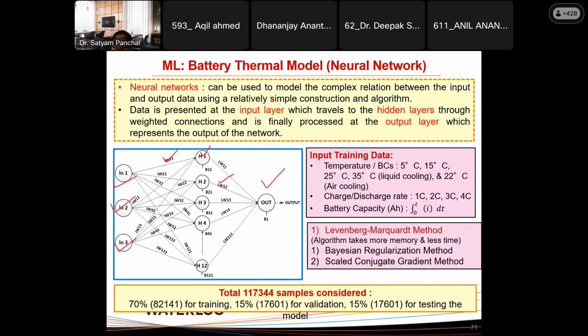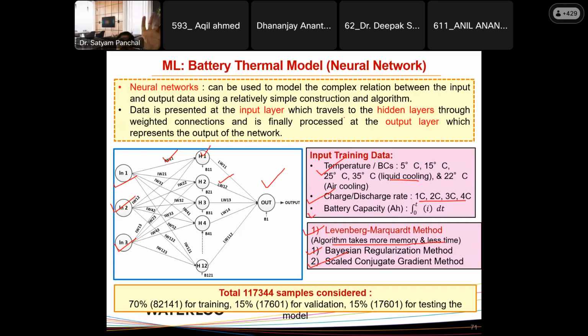Typical inputs we consider are the temperature, meaning the ambient temperature, let's say air cooling and water cooling. For discharge rates we selected 1C to 4C, and the battery amp hour capacity. Then MATLAB considers three types of algorithm: Levenberg-Marquardt method, Bayesian regularization, and scaled conjugate gradient. My PhD was on the Levenberg-Marquardt method because this is the default algorithm in MATLAB, as it uses more memory and less computational time.